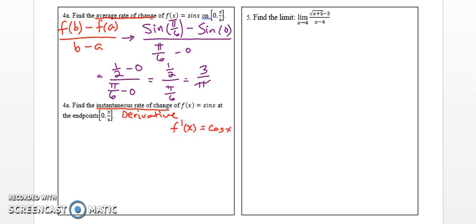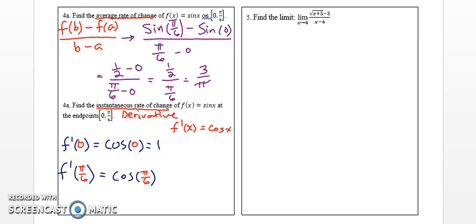So f prime of x is equal to cosine of x, and it wants the instantaneous rate of change at the endpoints. So f prime of 0 is just cosine of 0, which is 1. And we also have to calculate f prime of pi over 6, which is radical 3 over 2. So these two are the answers, 1 and radical 3 over 2.